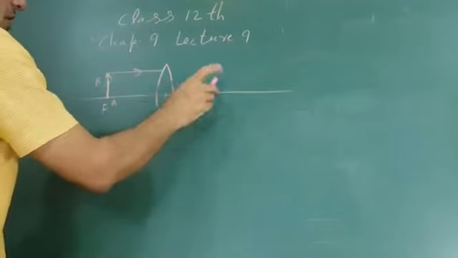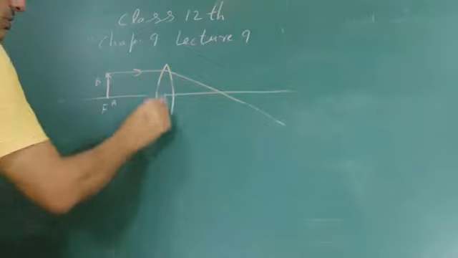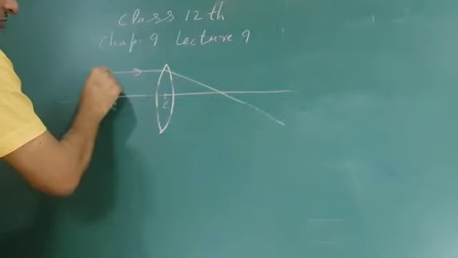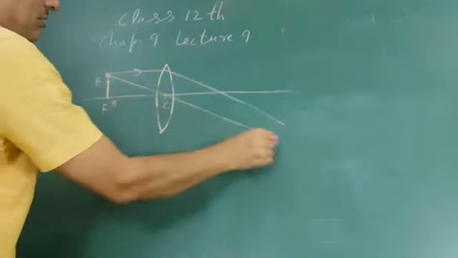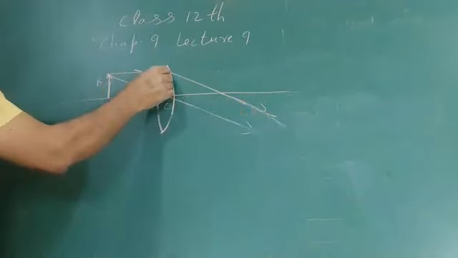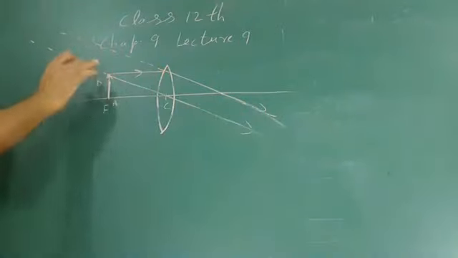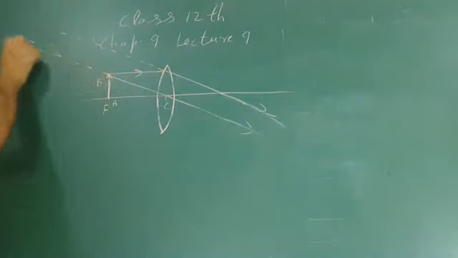So the ray which is parallel to the principal axis will pass through the focus. The ray which is passing through the optical center will be undeviated. So these two rays will be parallel. If I extend them, they will meet at infinity. Now we will find out what its angular magnification will be.